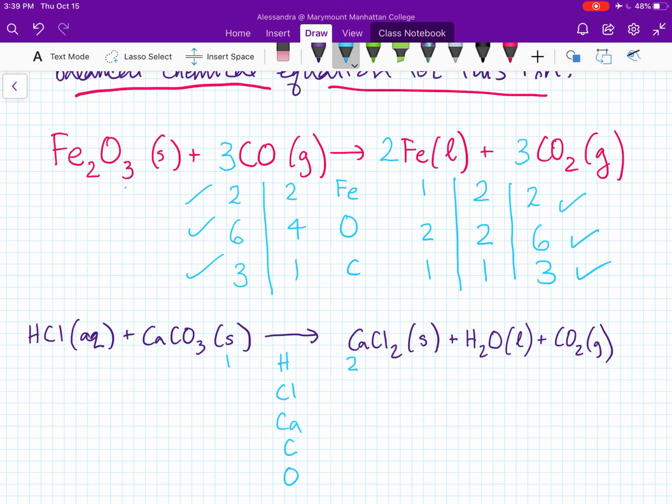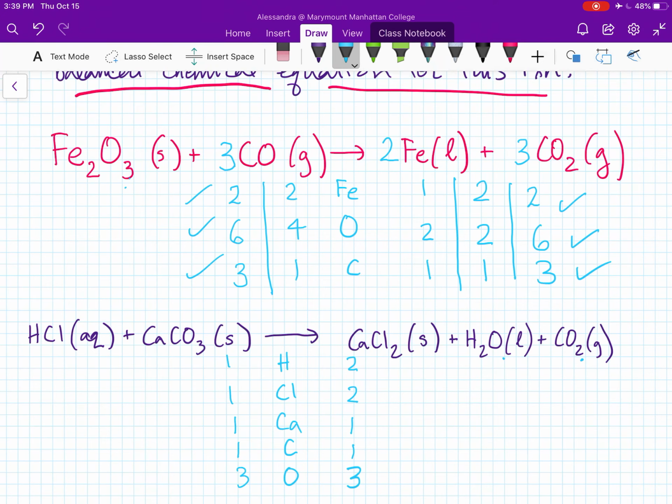I have 1 hydrogen on the left and 2 on the right. I have 1 chlorine on the left and 2 on the right. I have 1 calcium on the left and 1 on the right. 1 carbon on the left and 1 on the right. 3 oxygens on the left, and 2 plus 1 is 3 on the right.